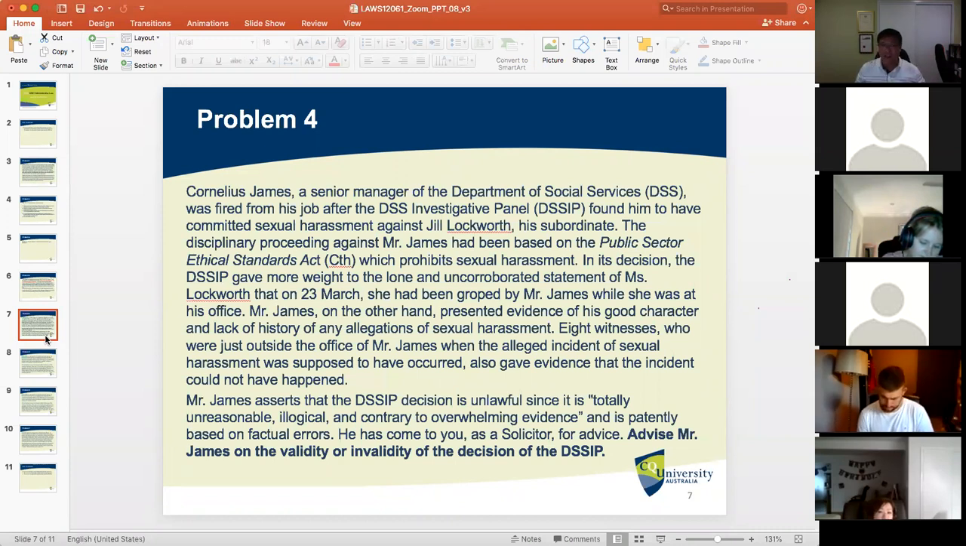That was actually the question here in problem 4. Can you assert that you have a ground for judicial review on the ground of no evidence if, under the facts, the accused said it never happened, the victim said it did, and then the decision makers believed the lone testimony of the victim? Would that amount to the no evidence rule as a ground for judicial review? That's a question. What do you think?